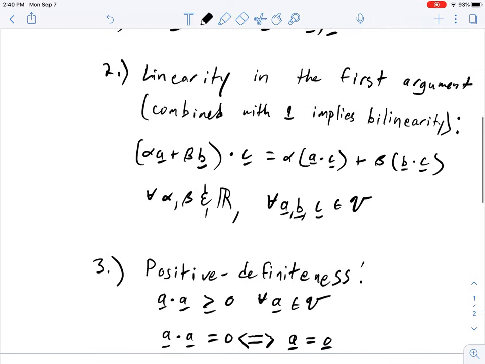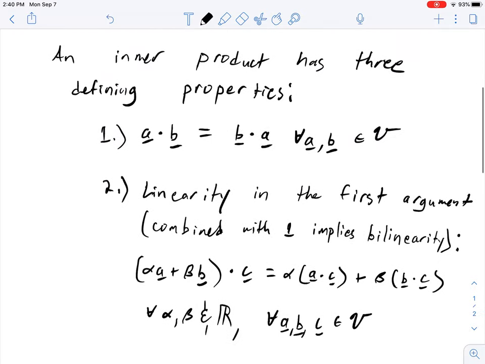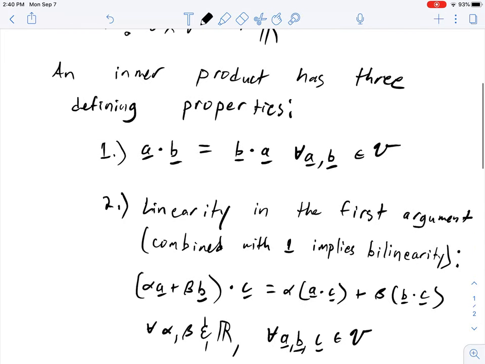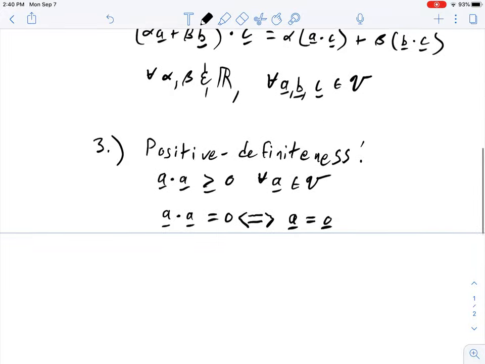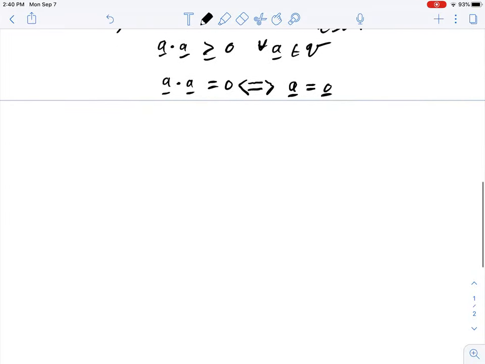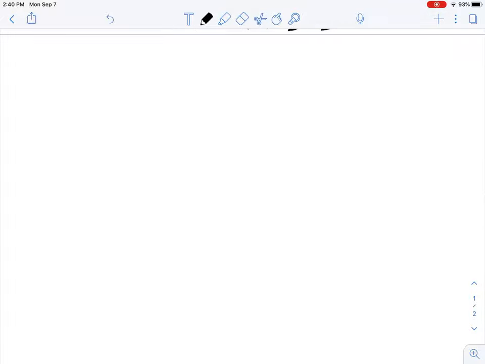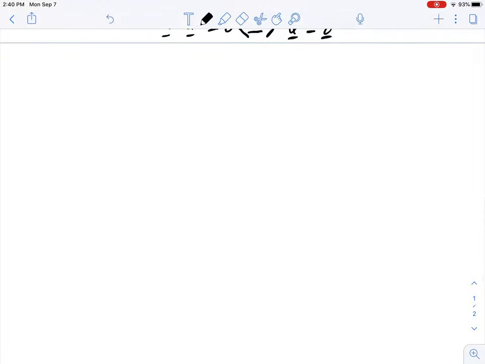If we were talking about a complex vector space instead of a real one, the only real difference would be that this symmetry here becomes conjugate symmetry. Other than that, everything is applicable. The inner product induces a norm, so notion of length, on a vector space V, and that's going to look like this.